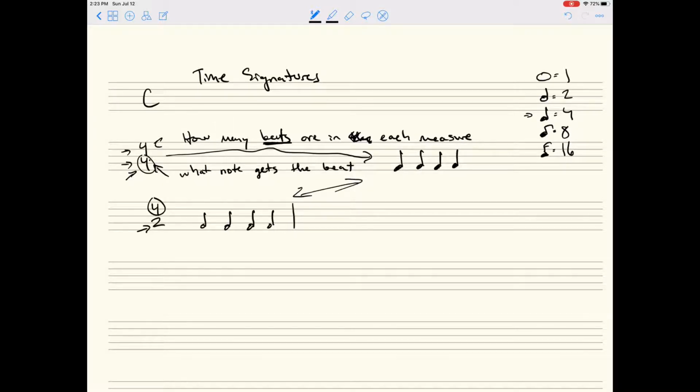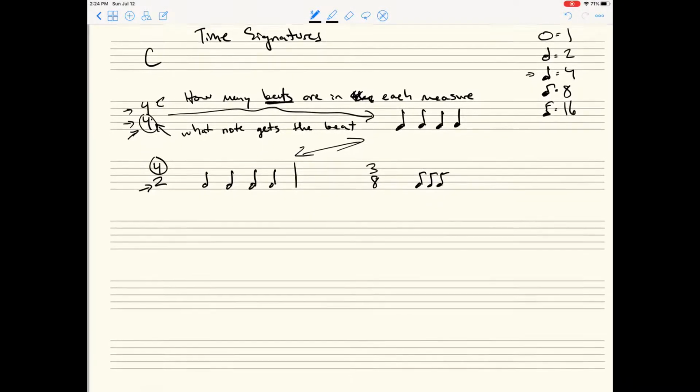We could say we had 3 eighth notes, and that would look like that. Pretty self-explanatory, 3 eighth notes, right? That one's easy. So that's how you decipher these time signatures.